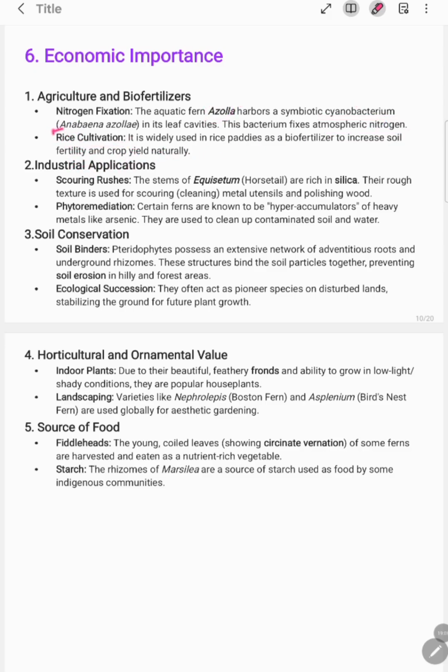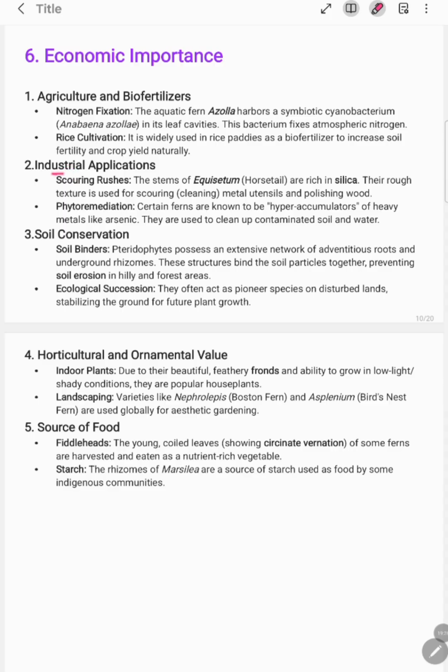Now another is your rice cultivation. See, it is widely used in rice paddies as a biofertilizer. The azolla is commonly used as a biofertilizer in your paddy fields for increasing the soil fertility and crop yield.